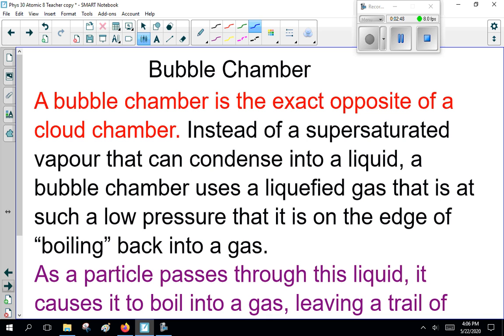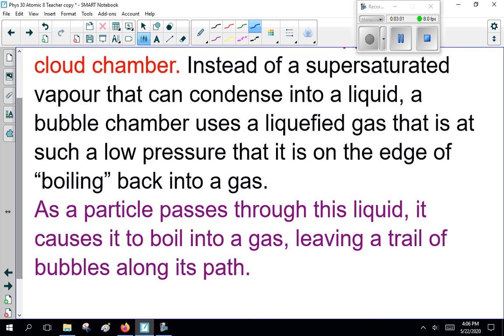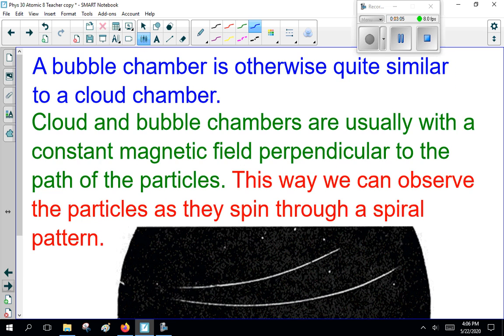Now, a bubble chamber is the exact opposite of a cloud chamber. Instead of a supersaturated vapor that can condense into a liquid, a bubble chamber uses a liquefied gas at such a low pressure it's on the edge of boiling back into a gas. As a particle passes through the liquid, it causes it to boil to a gas, leaving a trail of bubbles along its path. A bubble chamber is otherwise quite similar to a cloud chamber.